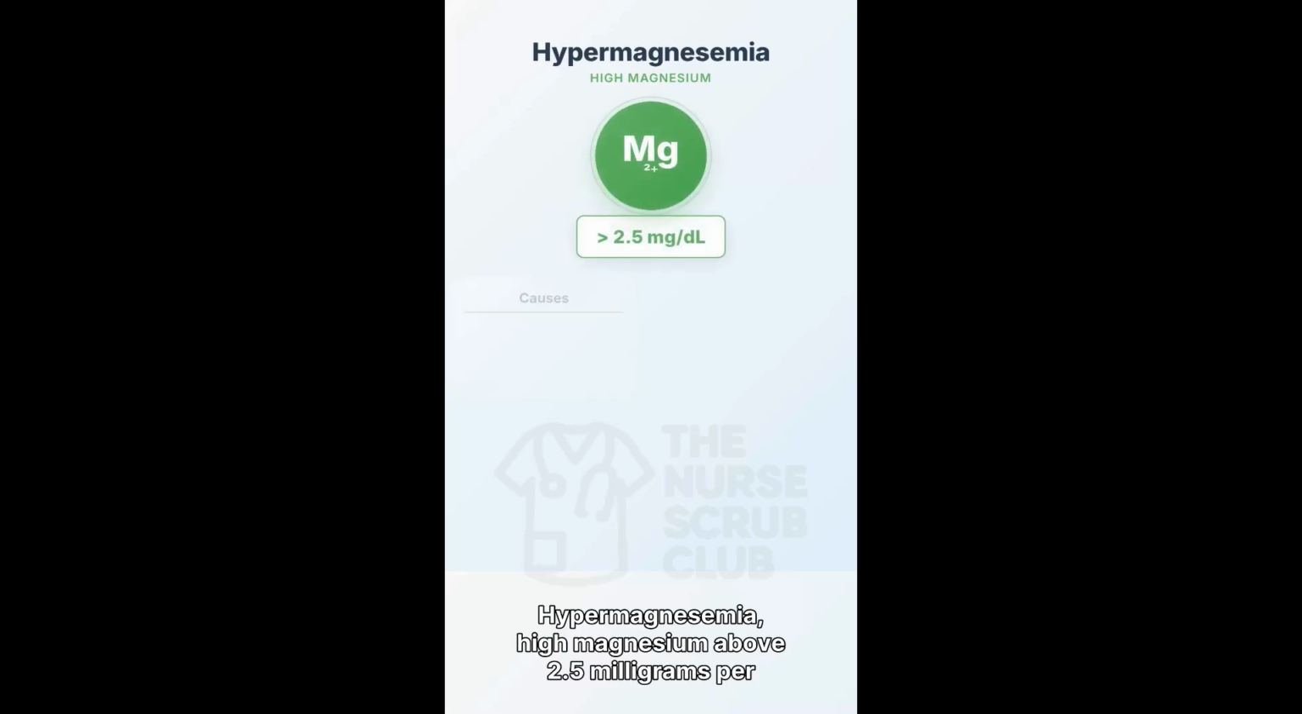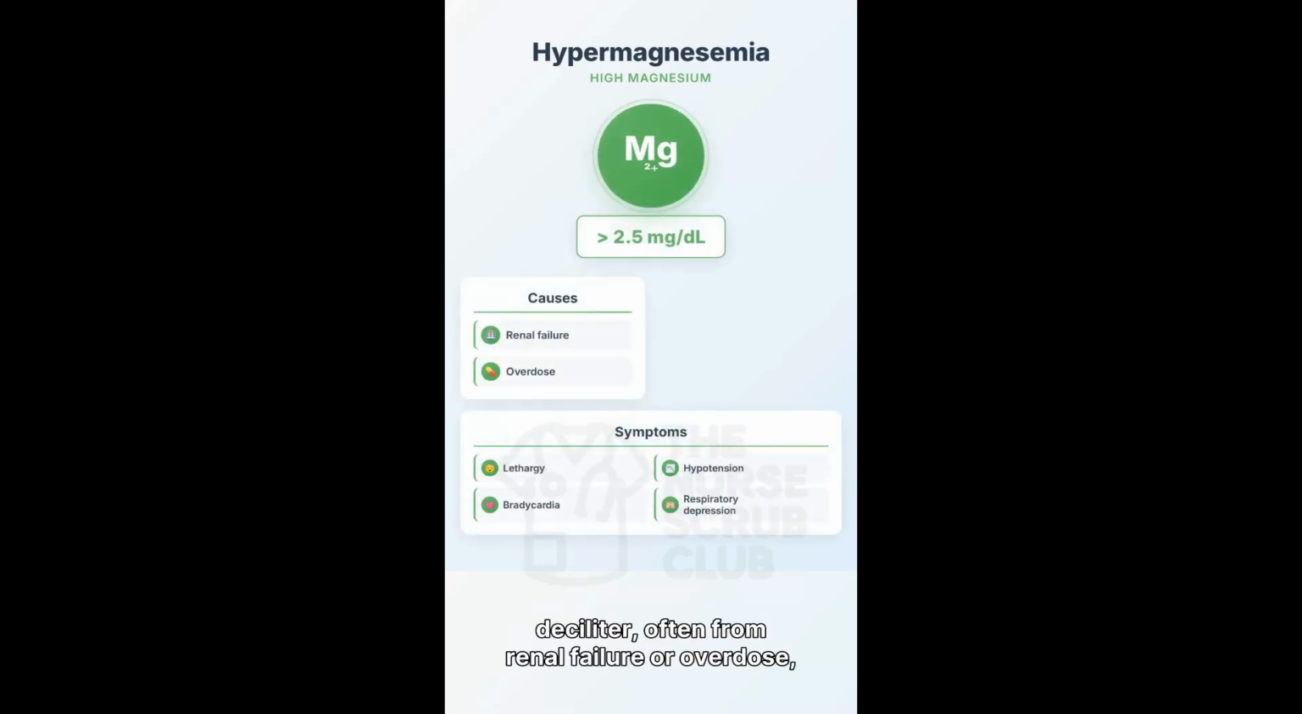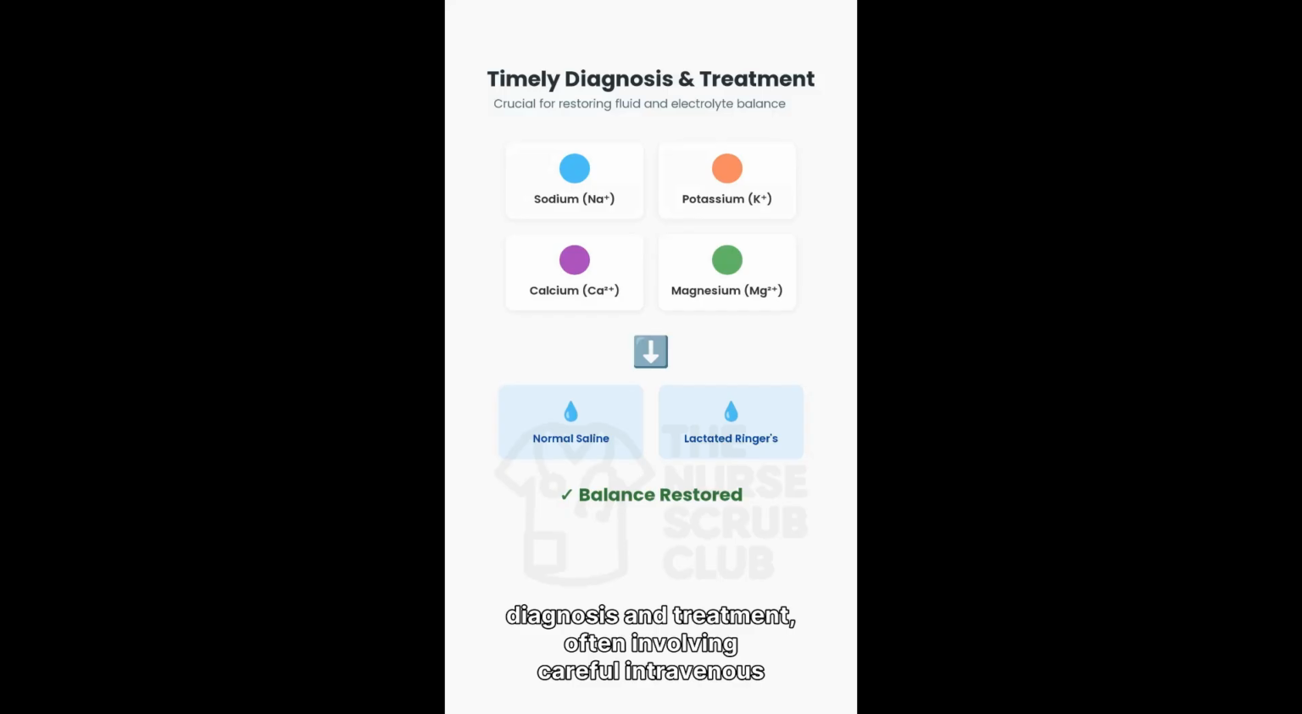Hypermagnesemia, high magnesium above 2.5 milligrams per deciliter, often from renal failure or overdose, can result in lethargy, hypotension, bradycardia, and respiratory depression requiring ventilation. Understanding these imbalances is crucial for timely diagnosis and treatment, often involving careful intravenous fluid administration like normal saline or lactated ringers to restore balance.